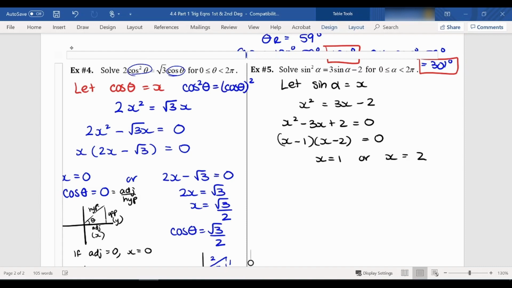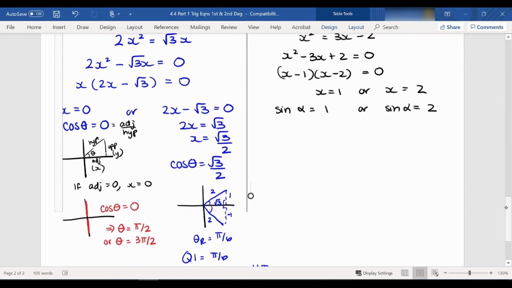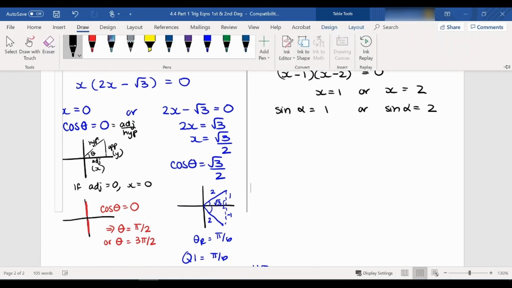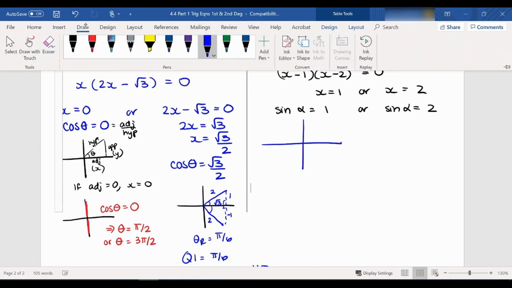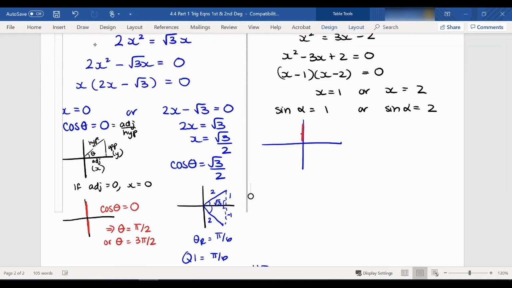I need to replace my x's with my sine alpha. I had no x's in my question, so I must continue by actually finding my angle here. So this would be sine alpha equals 1 or sine alpha equals 2. Now, sine alpha equals 1, as soon as I see that, I know I'm in one of my special cases here. Sine alpha equals 1 on the positive y-axis only.